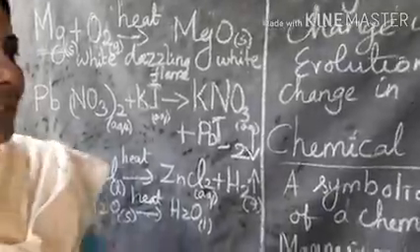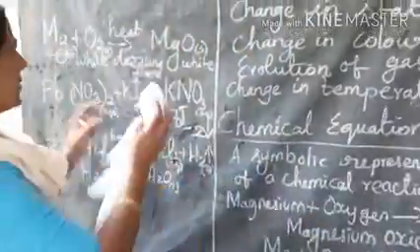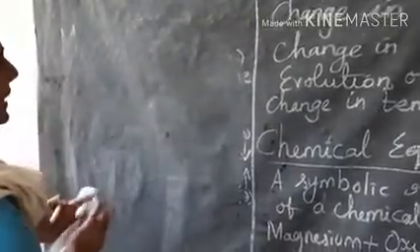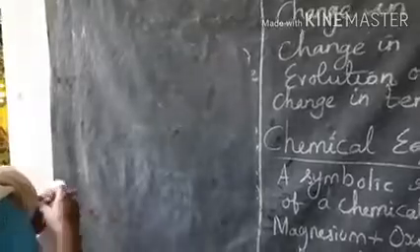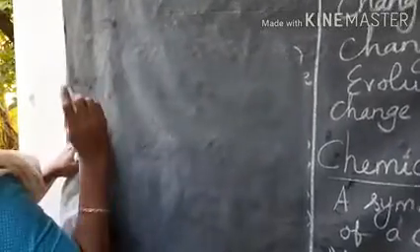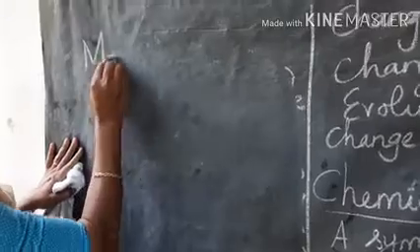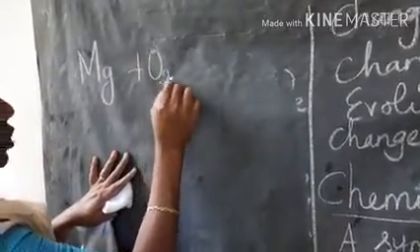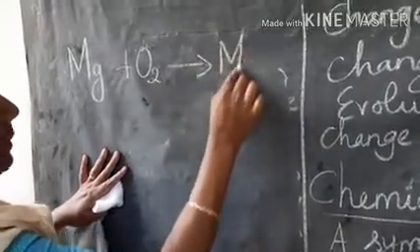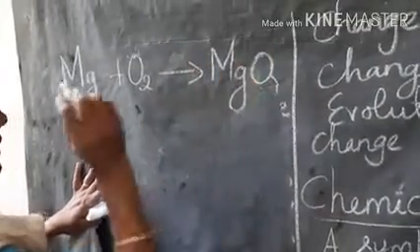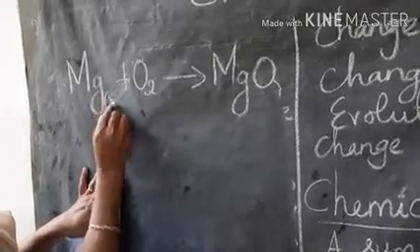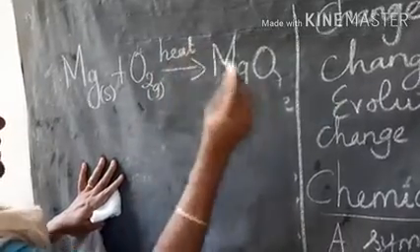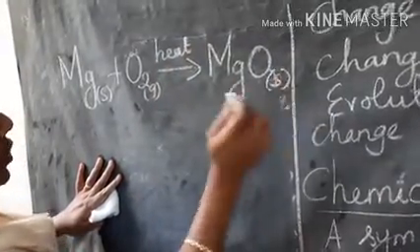Now, let us see one more thing: what is a skeletal equation and why should a chemical equation be balanced? I am taking the first example. Magnesium is reacting with oxygen and gives magnesium oxide. Here I have to mention the state. This is solid and this is gas and it is heat. Then it is formed as powder. This is a solid form.